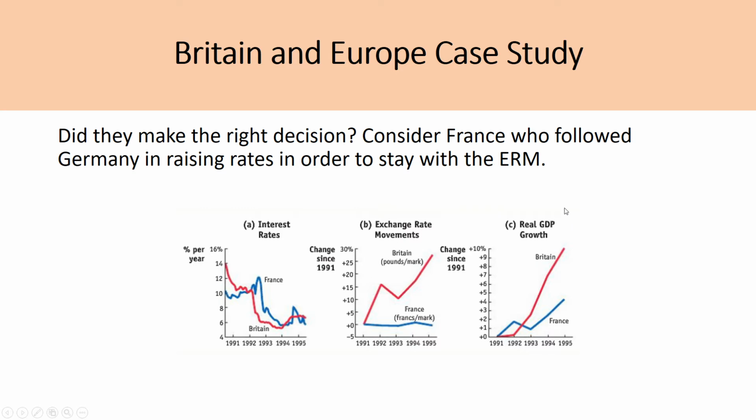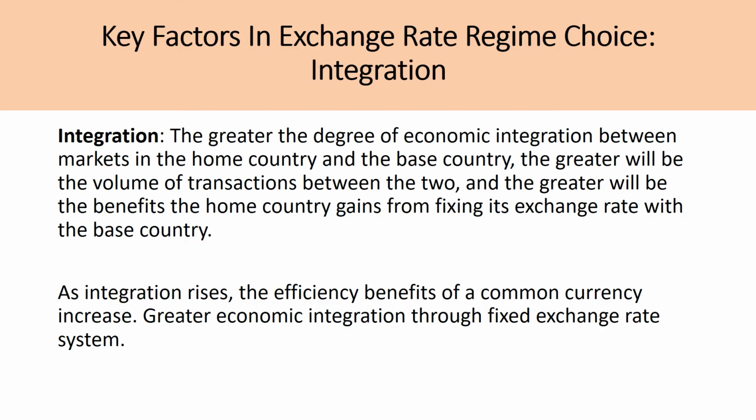But look at real GDP growth. Look at the economic performance. You see France significantly underperformed Britain. So in this sense, France, because they had to raise rates to such a significant level, limited their economy. Whereas Britain, by lowering rates, stimulated their economy, and they performed much better than France. So in this case, did they make the right decision? I mean, the world survived, and they also performed very well during that time. So many economists and people agree that yes, they did make the right decision.